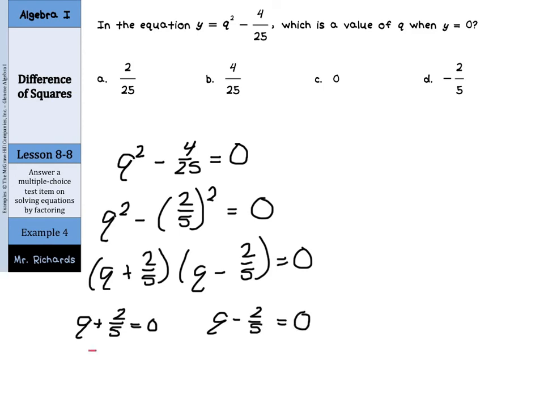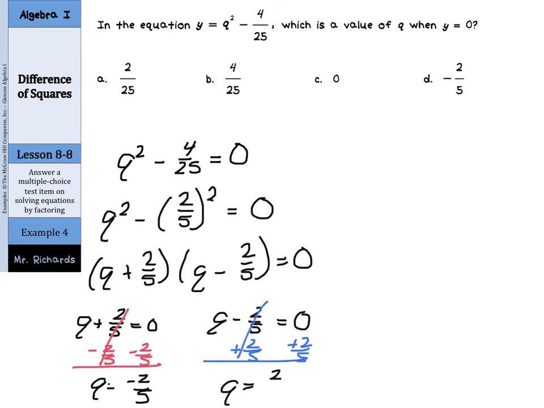And when I subtract 2/5 from both sides of this first equation, I'm left with q equals negative 2/5. And when I add 2/5 to both sides of the equation here, I'm left with q equals a positive 2/5. So my two answers here are q equals 2/5 and q equals negative 2/5. Those are my roots.